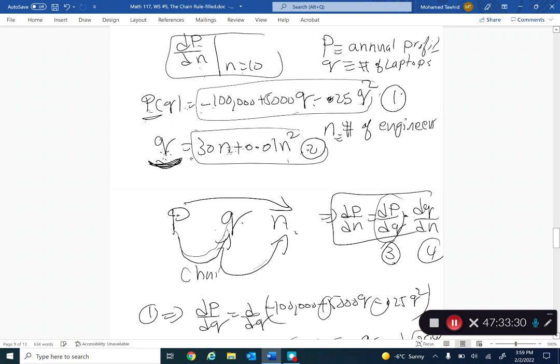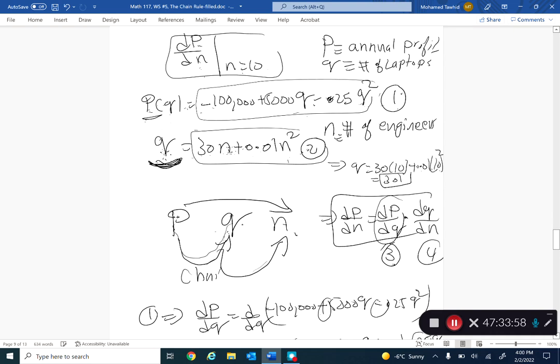So here in this equation 2, what happens if I replace N by 10? When N equal 10, what is your Q, guys? Q here is just replace N by 10. So you have 30 multiplied by 10, plus 0.01 N squared. What is N squared? You have 10 squared, which is 100. 100 multiplied by 0.01, you use technology, you get 1. So you get 301. So now when N equal 10, in equation 2, you get Q equal 301. That is from equation 2.